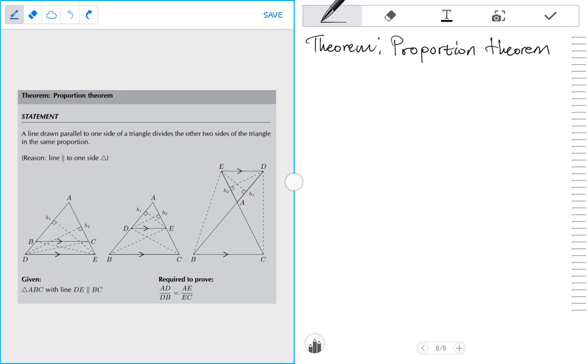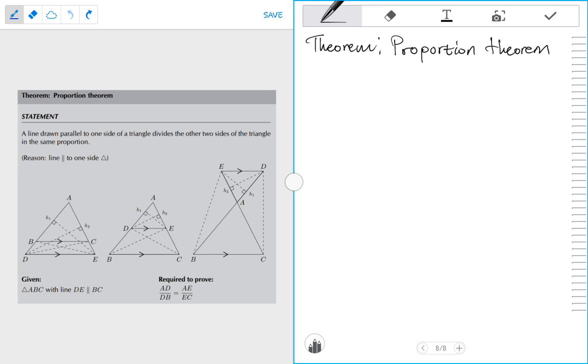Now let's read the statement. The statement says: a line drawn parallel to one side of a triangle divides the other two sides of the triangle in the same proportion. Then the reason is: line parallel to one side of the triangle.